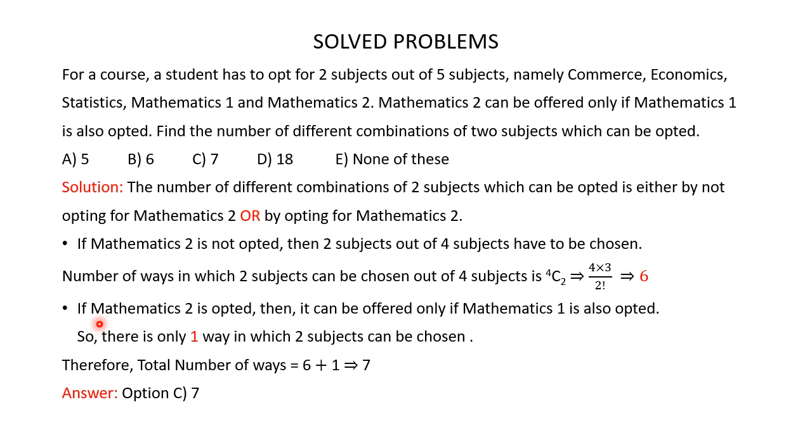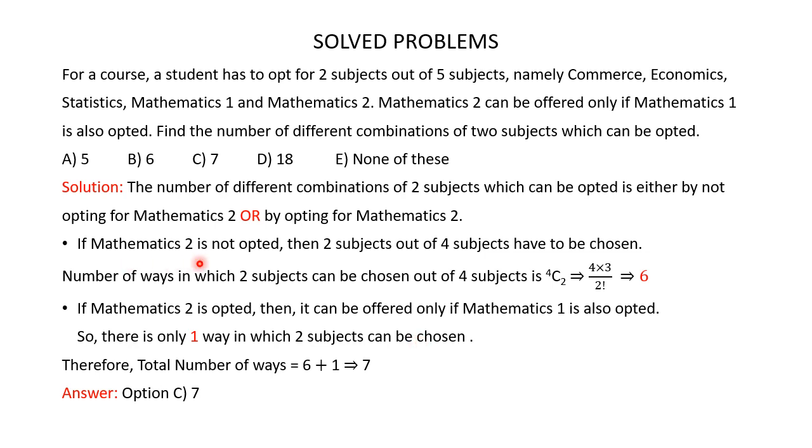Now, if the student opts for mathematics 2, then according to the given condition in the problem, the second subject he can opt for is mathematics 1. So, if he opts for mathematics 2, he cannot opt for commerce, economics or statistics. He has to choose mathematics 1 as the second subject. So, there is only one way in which these 2 subjects can be chosen.